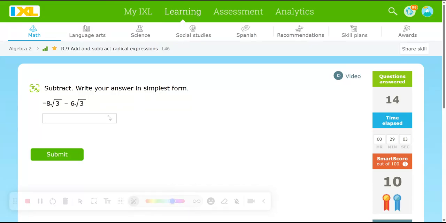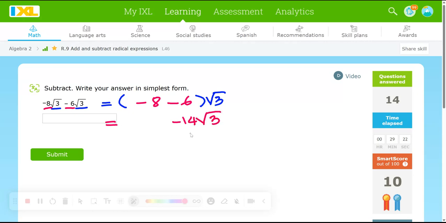Alright, square root of 3, square root of 3, I will factor it out. Okay, so now you should have negative 8 left and then negative 6 left. Okay. So negative 8, negative 6 is negative 14. So the final answer is negative 14 square root of 3.